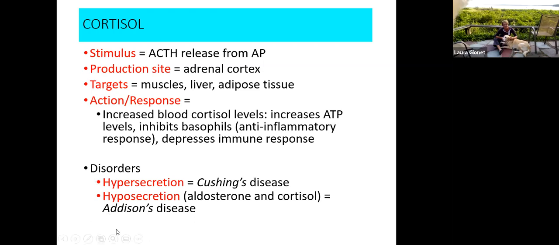Right, we have two disorders associated with this. Hypersecretion is called Cushing's disease. Hyposecretion is called Addison's disease. Often it's aldosterone and cortisol, but just keep cortisol in mind. Hypersecretion of cortisol, Cushing's disease. Hyposecretion, Addison's disease.